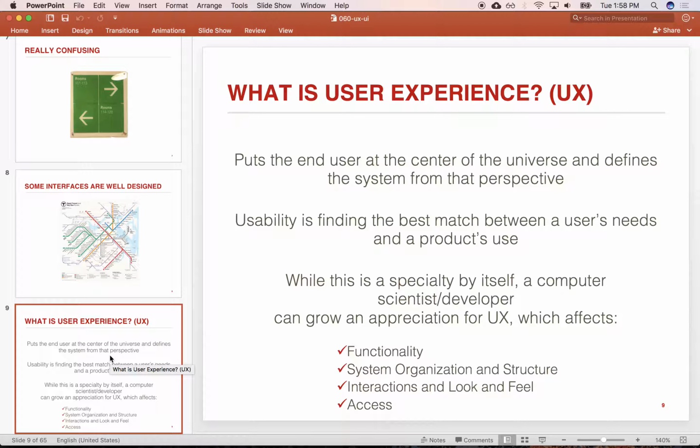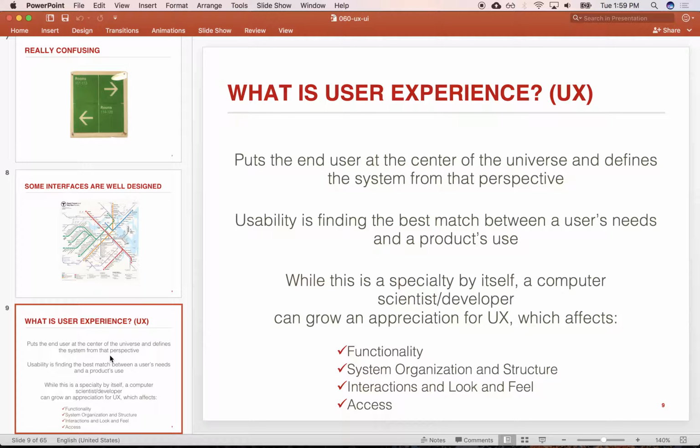User experience puts the user in the center and looks for the best match for the user interface to achieve the desired outcome or goal. There are different aspects that we want to be able to measure: how functional, how useful, how it's organized, their mental model, how the system is organized, and whether they can make better use of it. Only one of them is very important.